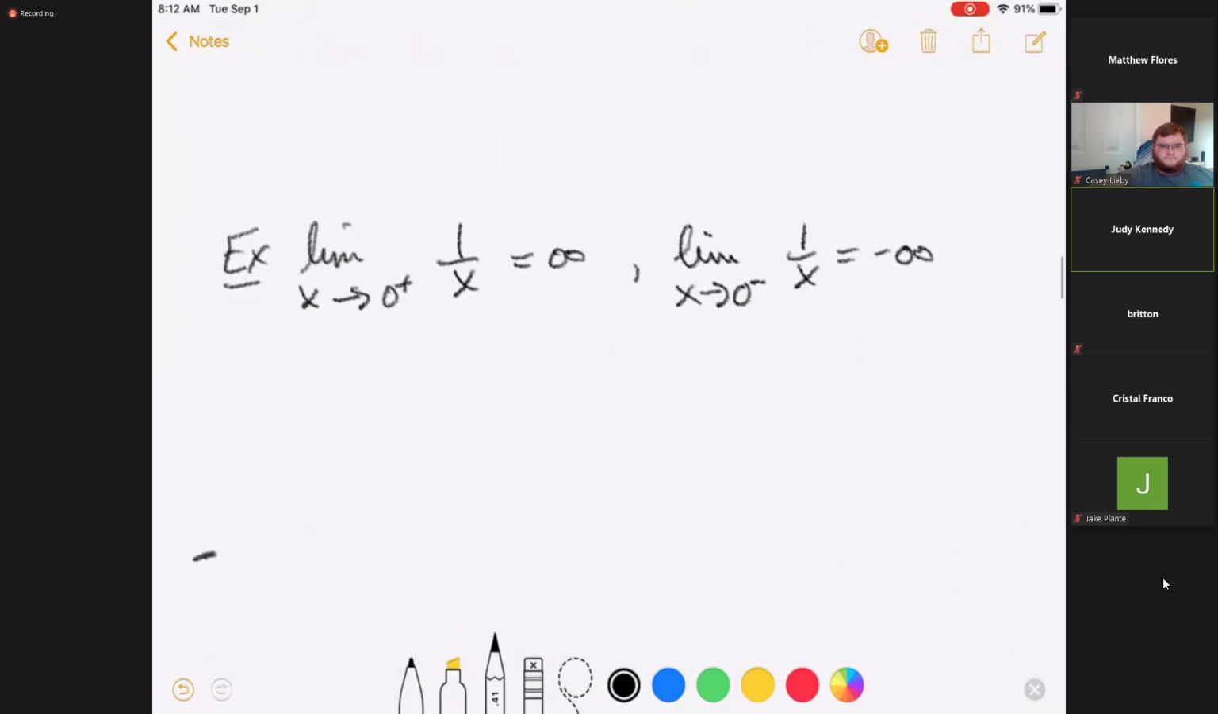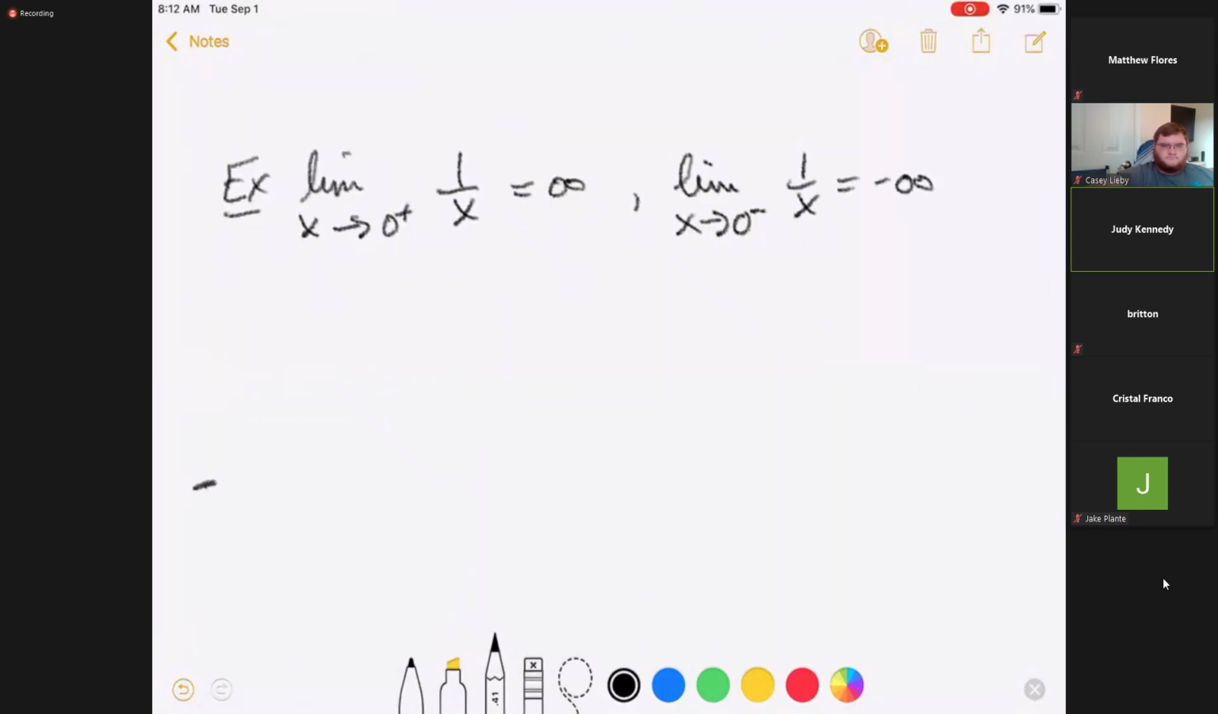Here's another example, in fact, similar, but this one's got, what happens coming in from the left and coming in from the right is different. I think I'll just sketch this. 1 over x, if x is positive, looks like this. And 1 over x, if x is negative, looks like this, okay?